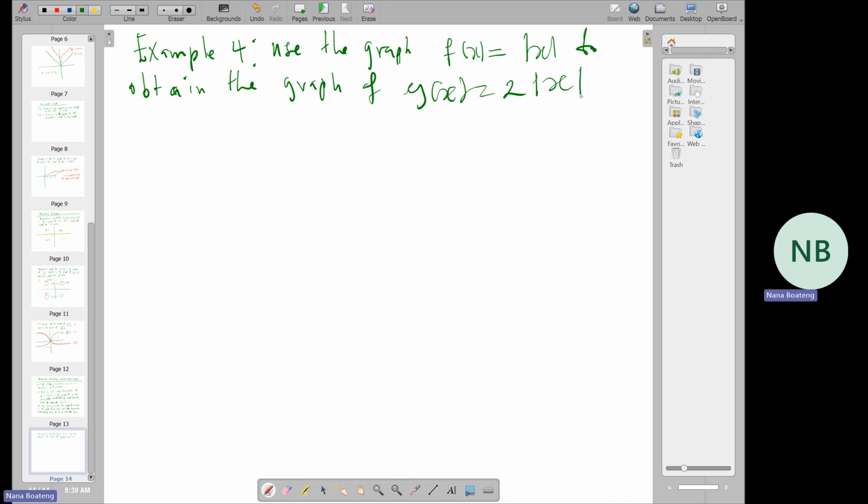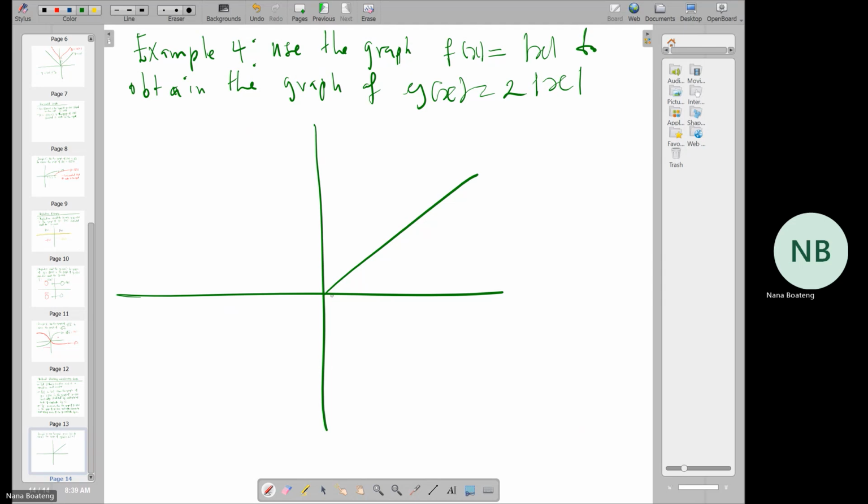All right, so if we have the original absolute value function f of x, we want the graph of g of x, which is 2 times absolute value of x. So 2 is greater than 1. So that means we have a case of a vertical stretching. So we will be stretching the function by 2 units. So let's look at the original function. Original function is f of x, which is equal to absolute value of x.